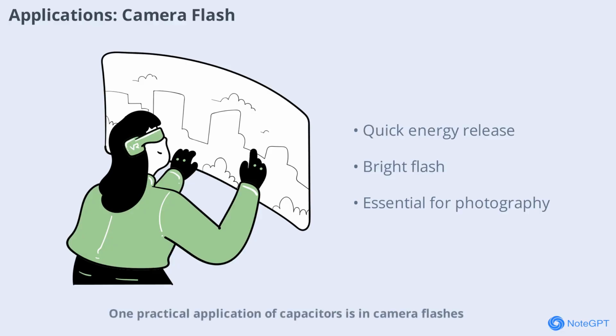One practical application of capacitors is in camera flashes. When you press the shutter button, the capacitor releases its stored energy in a split second, powering the flashbulb. This rapid release of energy produces a bright burst of light, capturing your photo perfectly. Without capacitors, such quick and powerful flashes would be impossible.